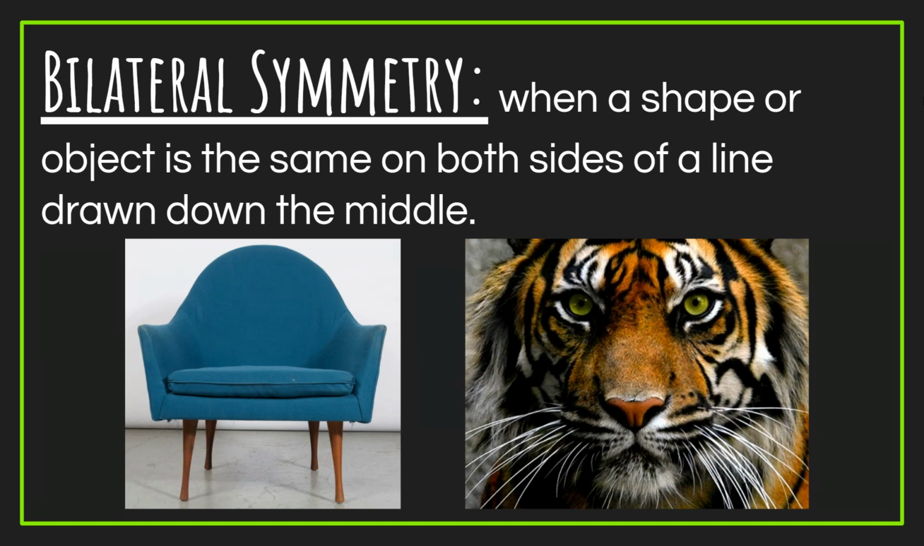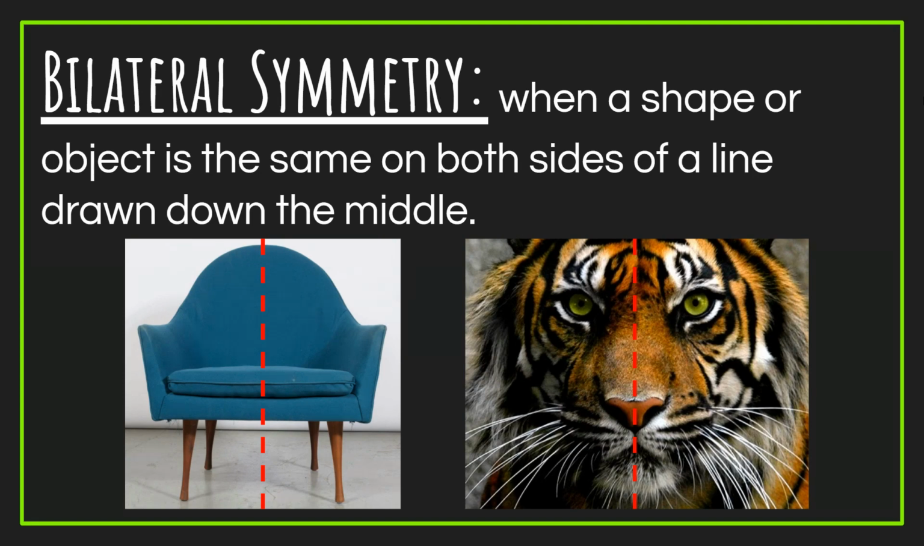Because when you have something that's bilaterally symmetrical, it is when a shape or an object is the same on both sides if you drew a line down the middle. So I have two examples here that are very different. I have a chair and I have a tiger. And these are both bilaterally symmetrical. And you can tell really easily when I put a dotted line down the center of each of these objects, okay? If you folded this image in half, those two halves would line up with each other. They're mirror images or pretty close to mirror images, okay?